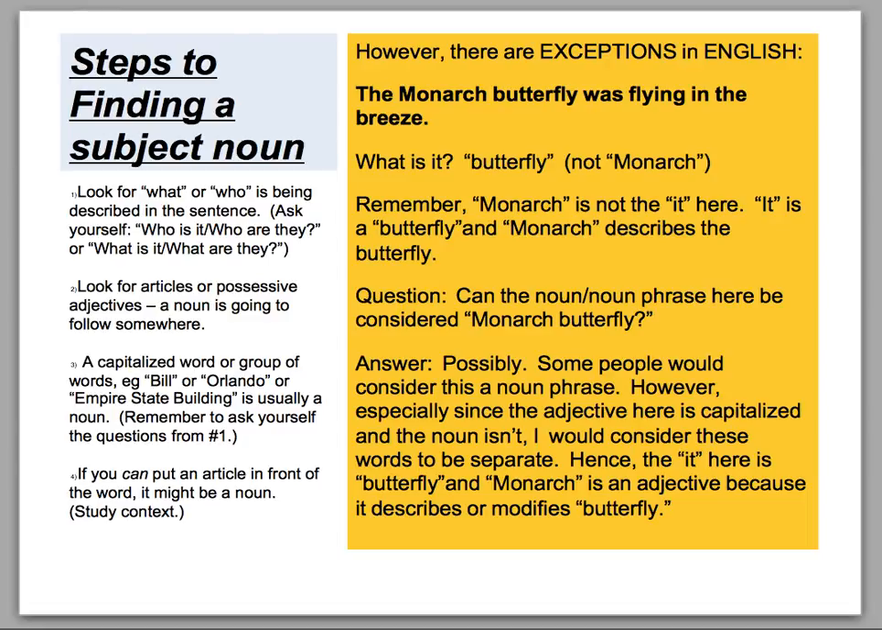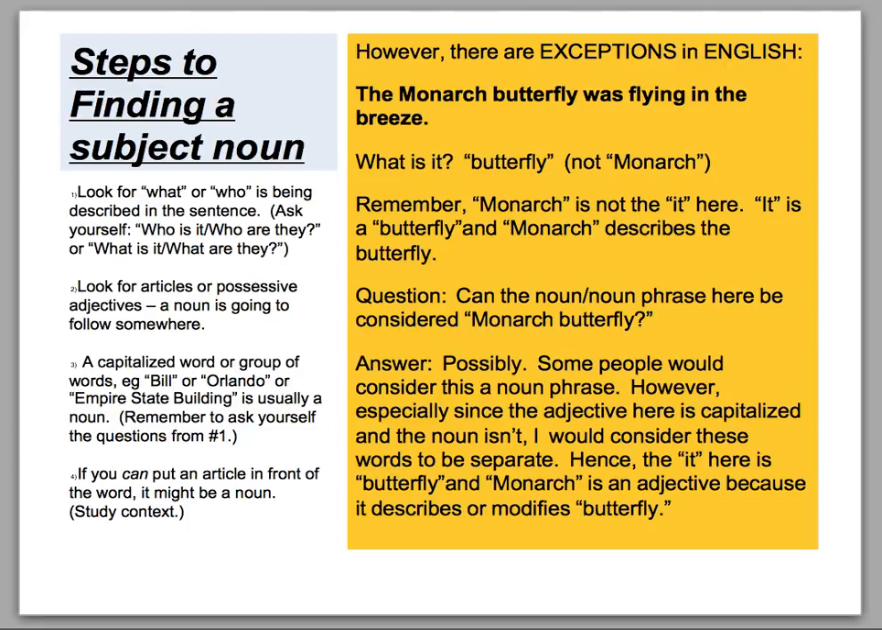Okay, so a capitalized word or group of words, e.g. Bill or Orlando or Empire State Building, is usually a noun. So that's pretty clear to most folks, right? If it's capitalized, it's probably a noun. Remember to ask yourself the questions from number one. Remember, look, who is it? Who are they? What is it? What are they? Etc.